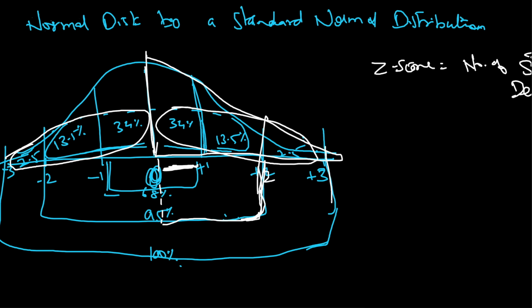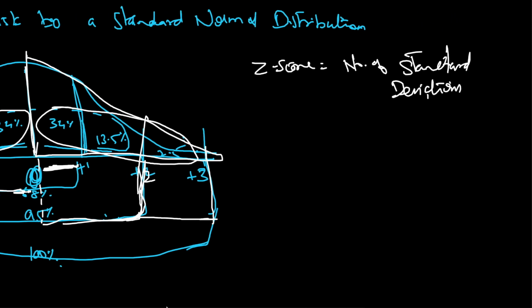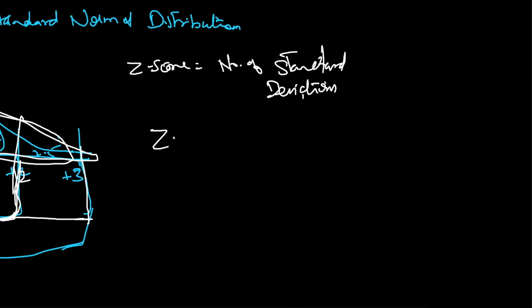From the mean, this is 3 standard deviations away. This is the Z score. From the mean, this is -1 standard deviation away. So on the left hand side, -1 is the Z score. Here -2 is the Z score. -3 is the Z score. Okay, the formula to calculate Z score is equal to x minus mu divided by standard deviation.